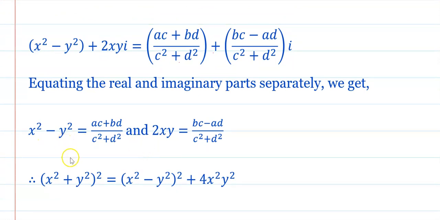x square minus y square is equal to (ac plus bd) upon (c square plus d square). And 2xyi is equal to this; the i gets cancelled. Therefore 2xy is equal to (bc minus ad) upon (c square plus d square).